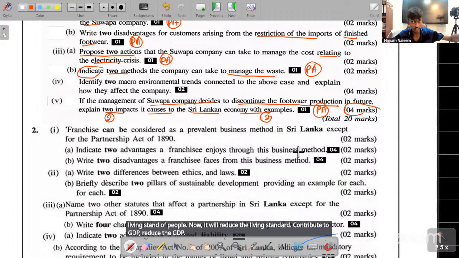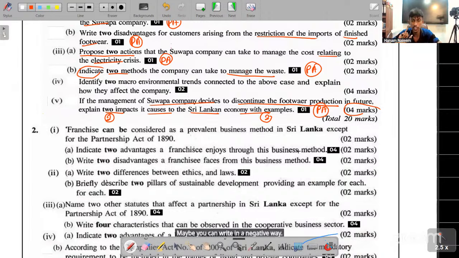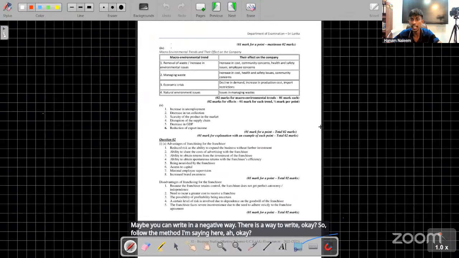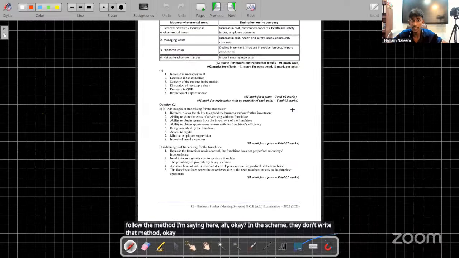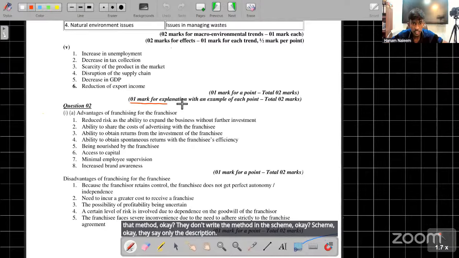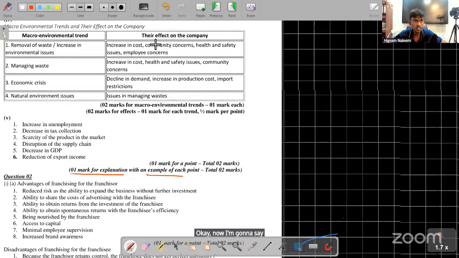So earlier, the positives which you all wrote, maybe you can write in a negative way. There is a way to write. Okay, so follow the method I'm saying here. In the scheme, they don't write that method. They say only the description. But 1 mark for explanation with an example of each point. Okay, now I'm going to say the method. So I'm going to say one method.